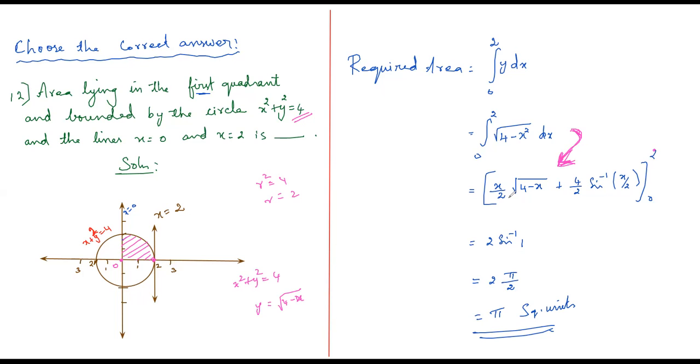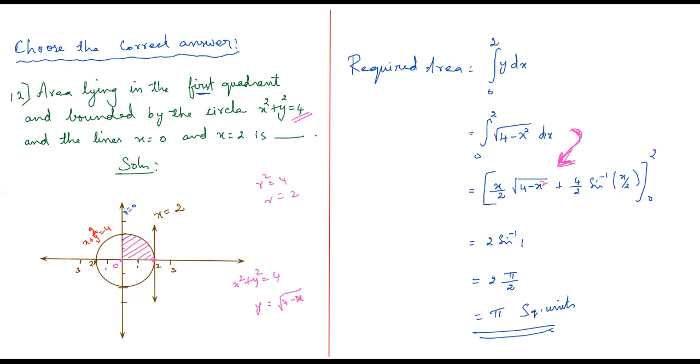When you apply the upper limit, first term becomes 0, that is x square, so it is 4 minus 4, it is 0. Coming to the second term, it is 4 by 2, which is 2, and sine inverse of 2 by 2 is sine inverse 1, which is pi by 2. So 2 into pi by 2 is pi square units. When you put 0, both terms go to 0. So the answer is pi square units. Now let's move to the next question.